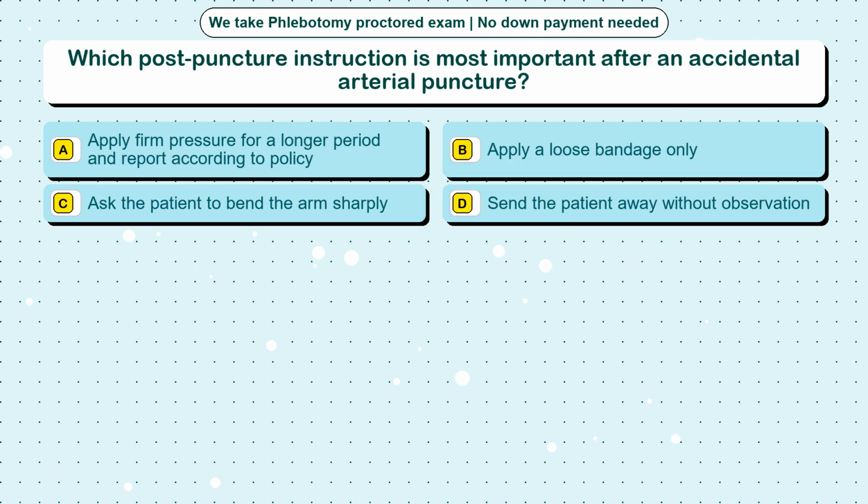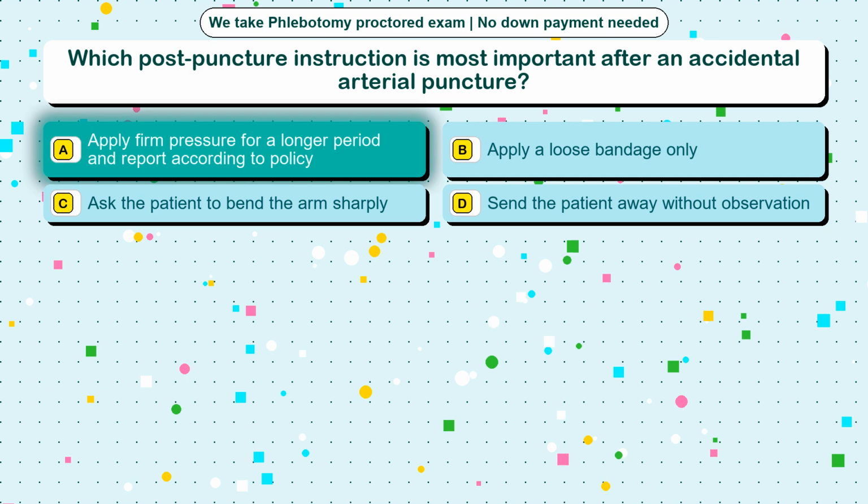Question 7. Which post-puncture instruction is most important after an accidental arterial puncture? Option A. Apply firm pressure for a longer period and report according to policy. Option B. Apply a loose bandage only. Option C. Ask the patient to bend the arm sharply. Option D. Send the patient away without observation.